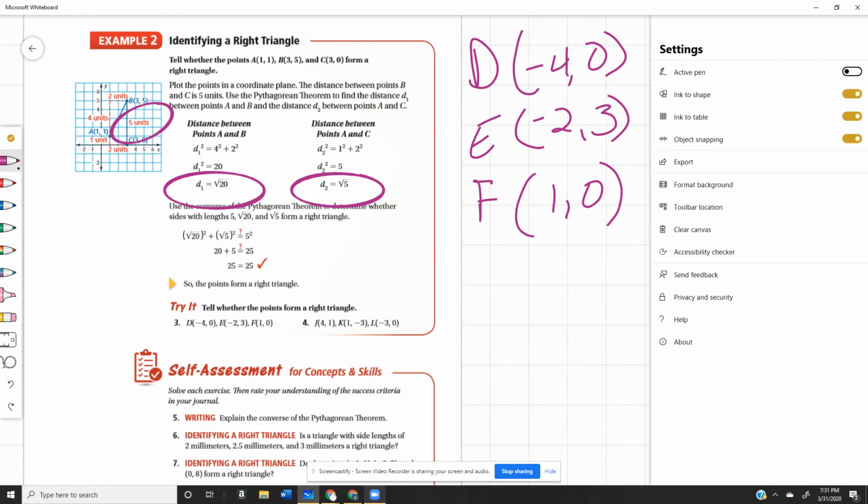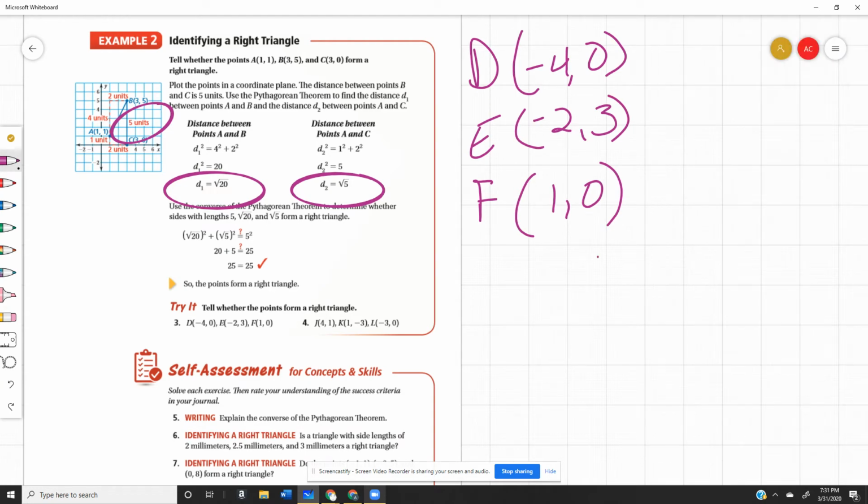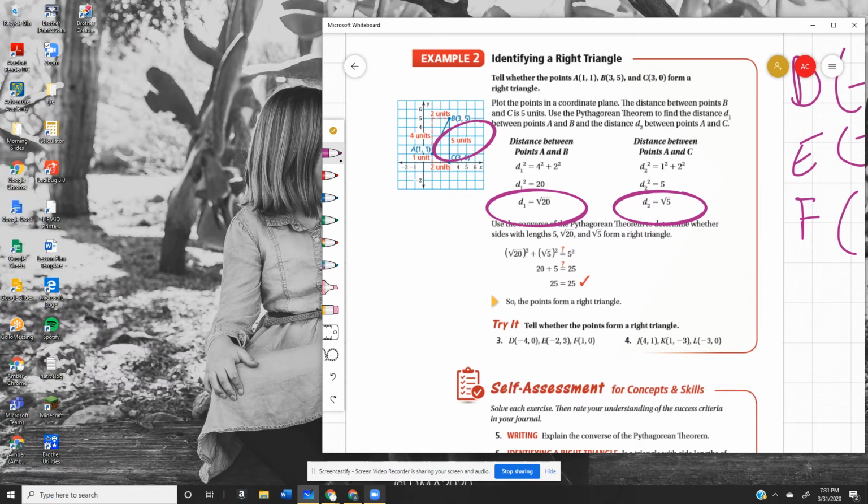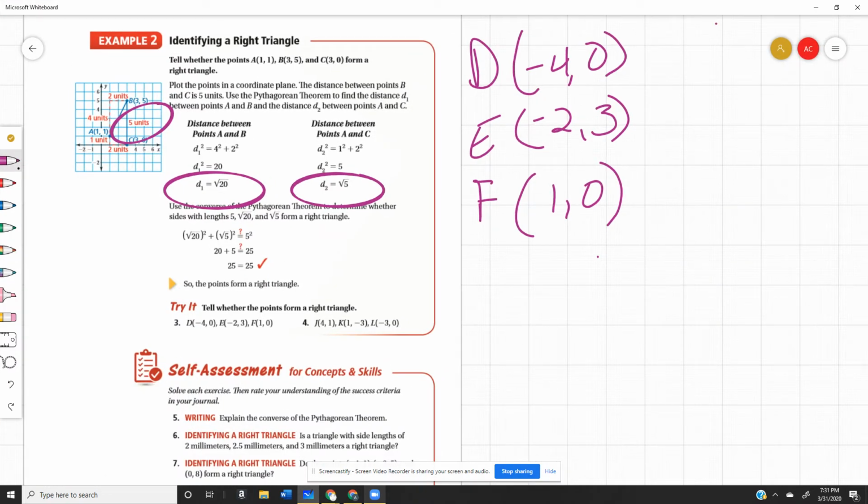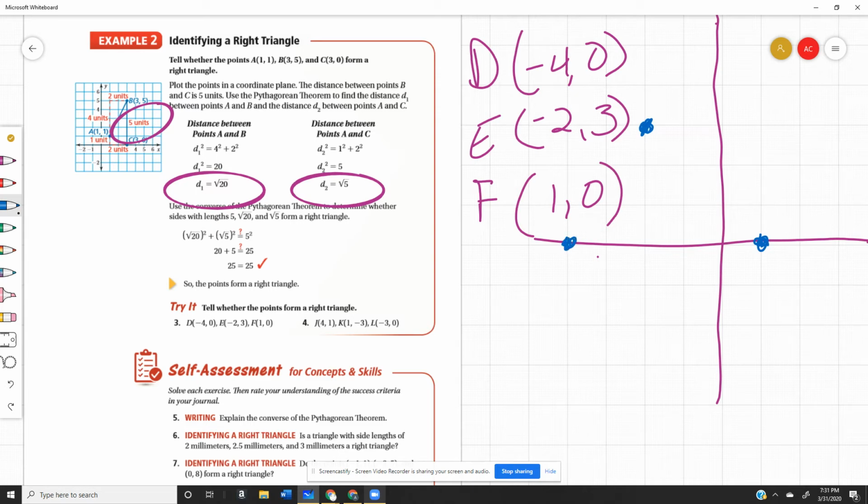So I am going to change my background to graphing paper, and then I'm just going to draw in a little graph right here. Okay, so I can kind of see this. Now (1, 0), over 1, up 0, that's going to put a point right here. (-2, 3), -2, up 3, that puts a point right here. And (-4, 0), 1, 2, 3, 4, that puts a point right here. And if I connect all of these, I have a triangle.